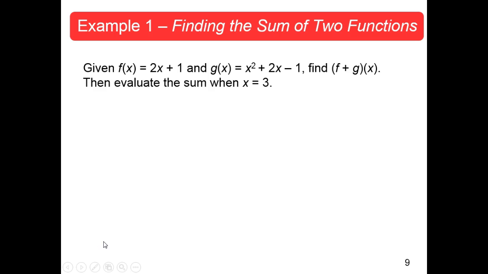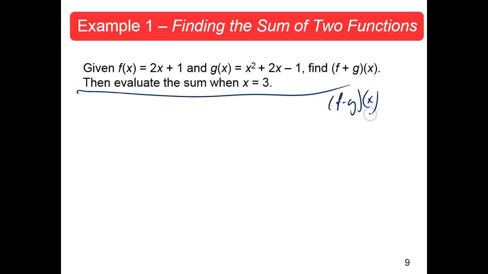And let's do example 2. Given that f of x is equal to 2x plus 1, and g of x is the same thing, find... The problem is exactly the same, but now we're asked to find f minus g of x. Then evaluate it when x is equal to 2. So we'll do that. Let's do f minus g of x. What is f minus g of x?